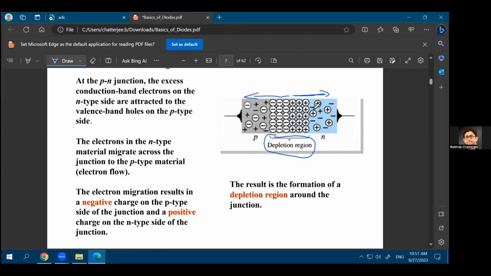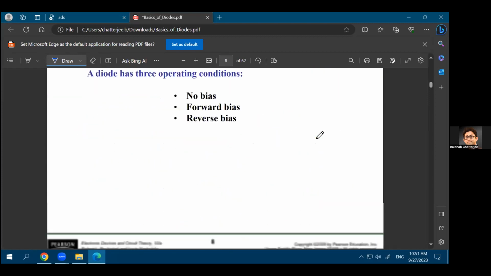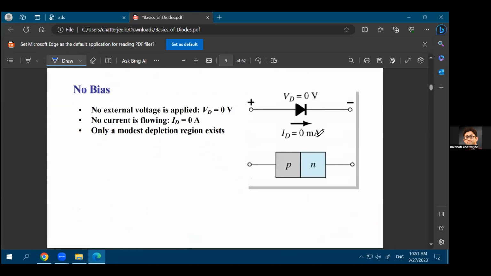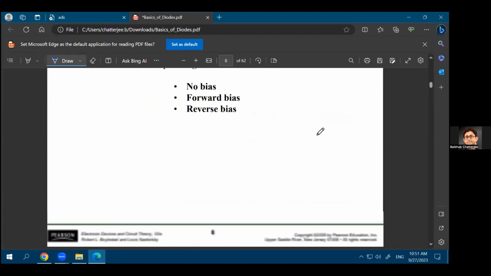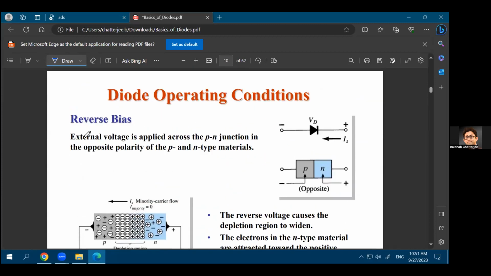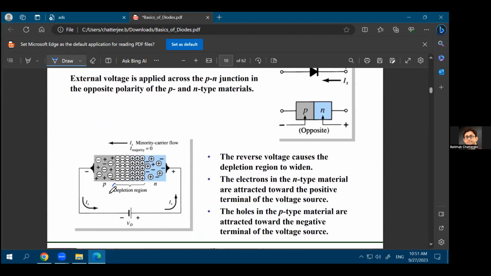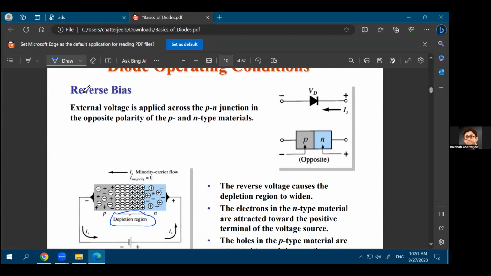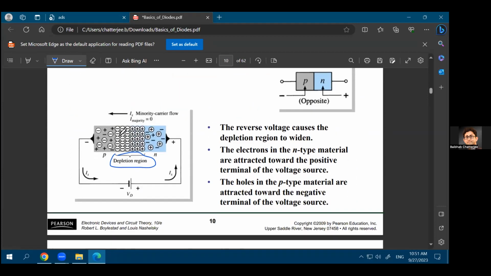But there could be minority carriers that can flow through this depletion region, and that actually results in the leakage in a diode or any kind of semiconductor device. And that's again something that we have discussed. We have looked into forward bias and reverse bias conditions. So first let's discuss reverse bias. In reverse bias condition, you know that the depletion region becomes wider. It becomes more wide as you are applying reverse bias voltage across the device.